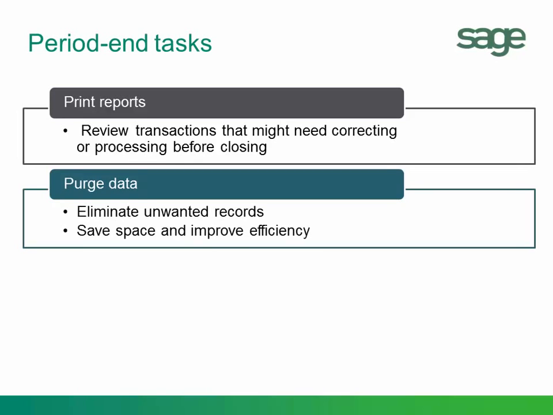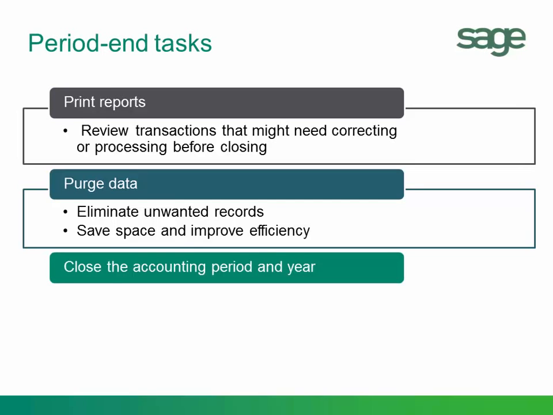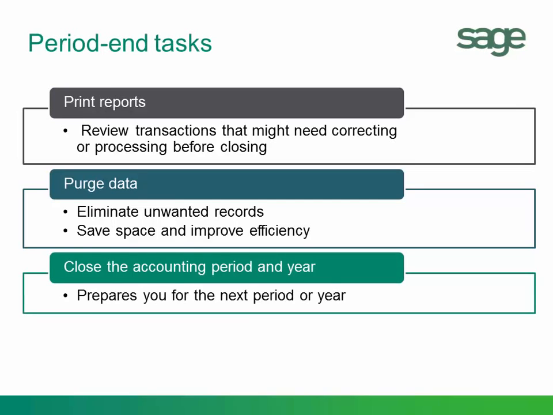You'll purge your data, and that allows you to eliminate unwanted records. That could conceivably save you disk space and allow your system to efficiently perform inquiries and process data. And the last task is to close the period after everything is in balance, and that prepares you for the next period and for the next fiscal year.